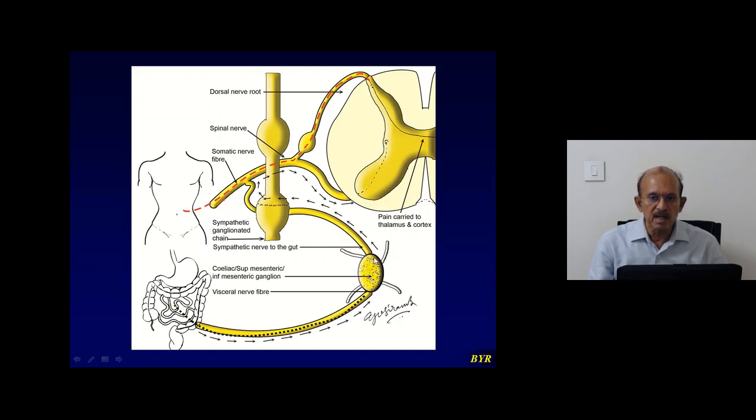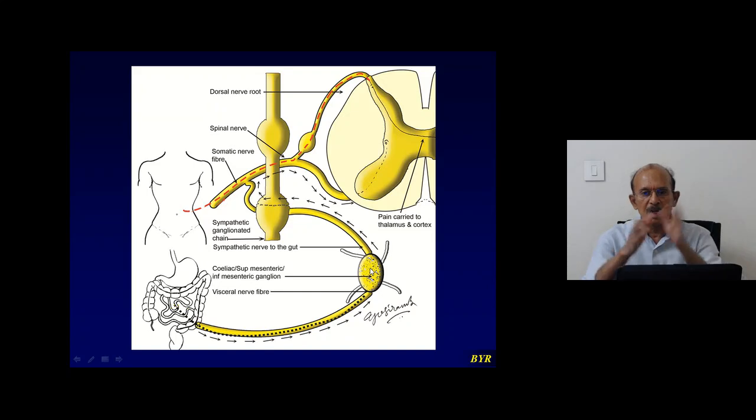This is also called celiac ganglia, or superior mesenteric ganglia, or inferior mesenteric ganglia. So there are three ganglia in front of the aorta. The three ganglia receive nerve supply from the sympathetic nervous system through the paravertebral chain as well as from vagus nerves. Okay? From these ganglia, the fibers pass to the alimentary tract as small, minute branches accompanying the blood vessels.